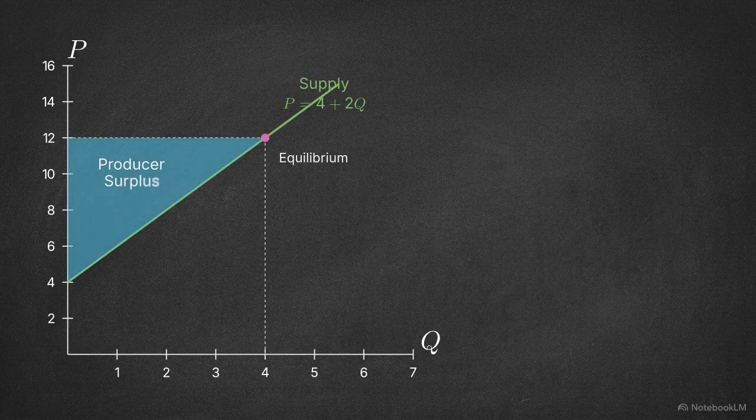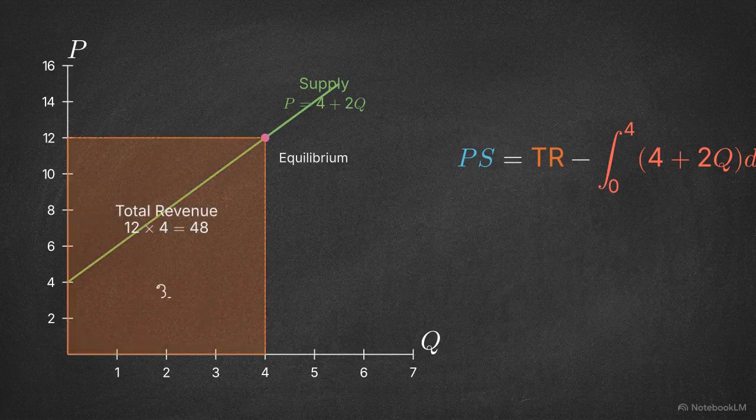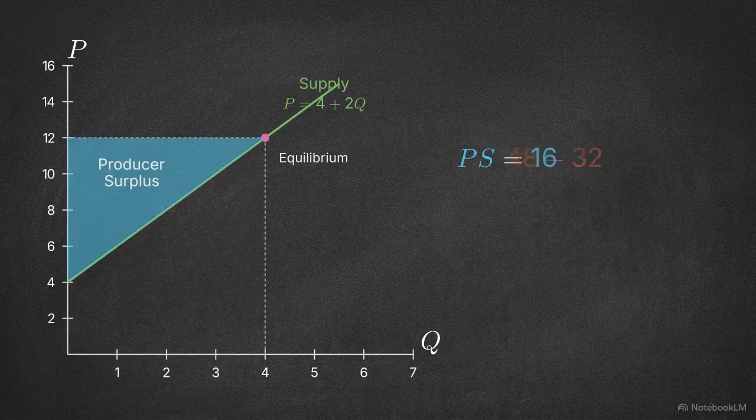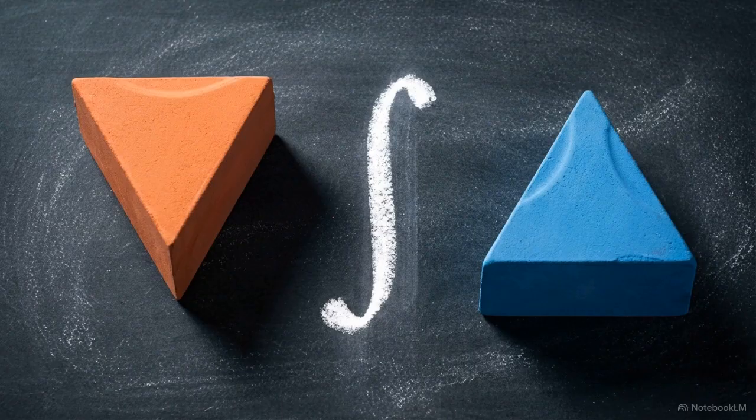To set up the calculus equation, the subtraction order flips. We take the solid total revenue rectangle and subtract the integrated area under the supply curve. Our total revenue is 48. We subtract the 32 area under the supply line. That leaves us with a final producer surplus value of 16. The mechanic of definite integration is universally adaptable. It perfectly quantifies the specific financial value extracted from a market, whether calculating for consumers or producers.